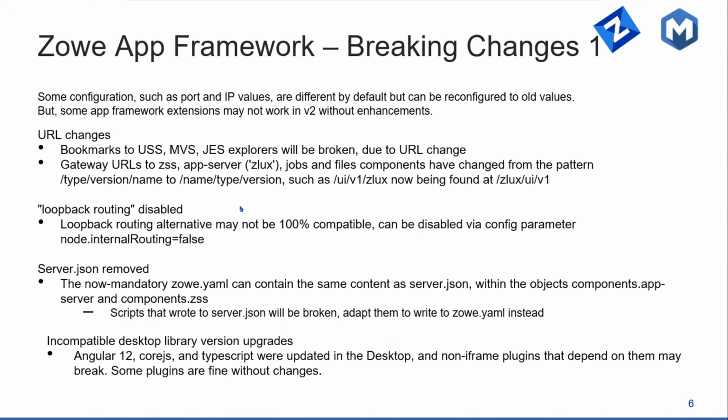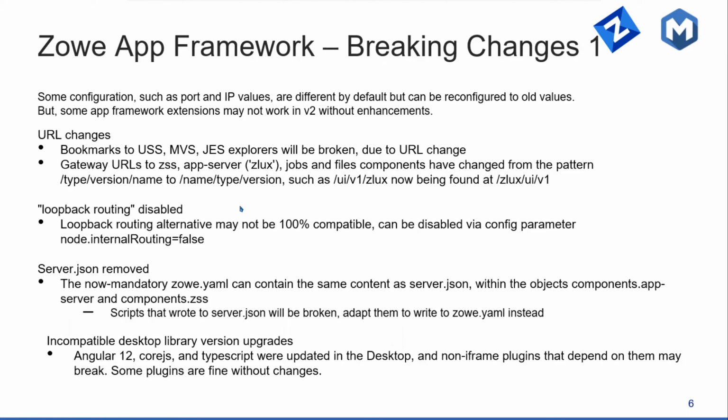So for the app server and ZSS Explorers, that's what we see here. The first breaking change is that I talked about how we reduced the total count of Explorer servers without changing the functionality. However, because now the same code is being hosted in a different server, the URLs are different. So your bookmarks are going to be broken and you're going to need to set new bookmarks, but the features are equivalent.